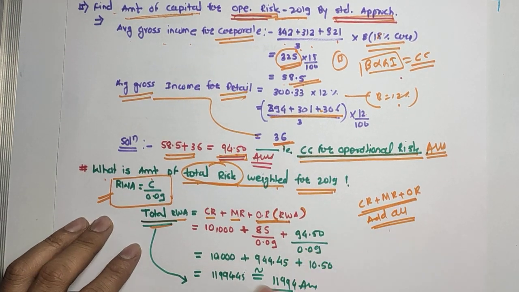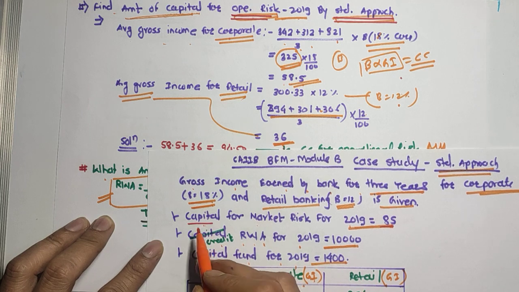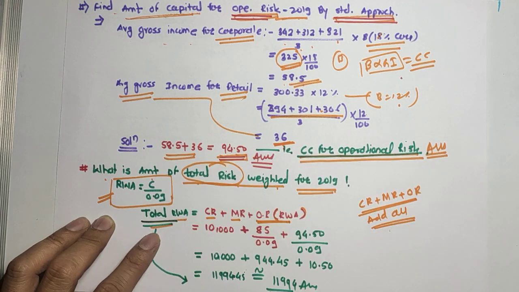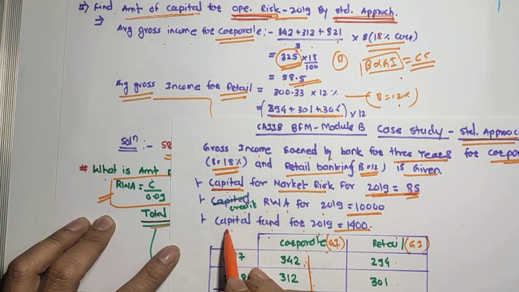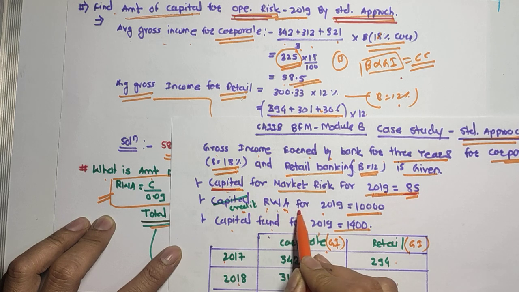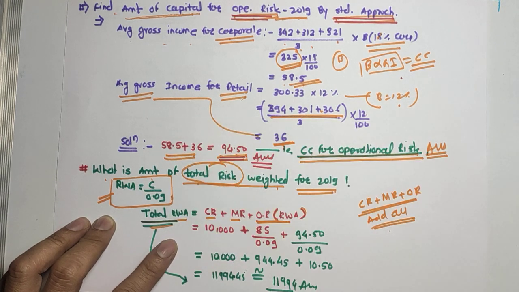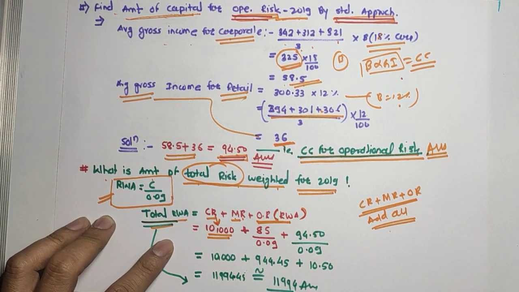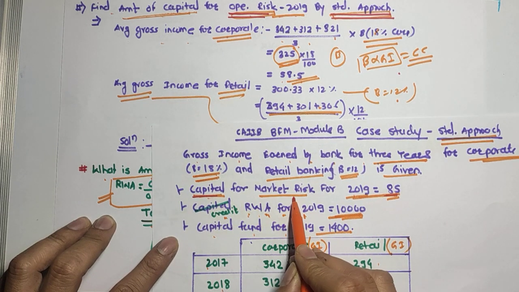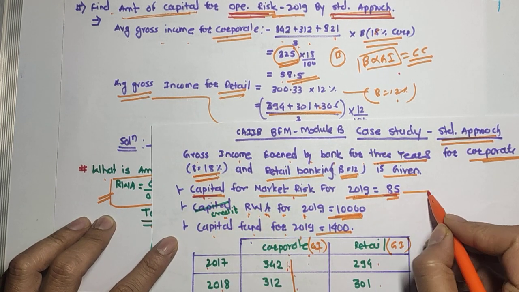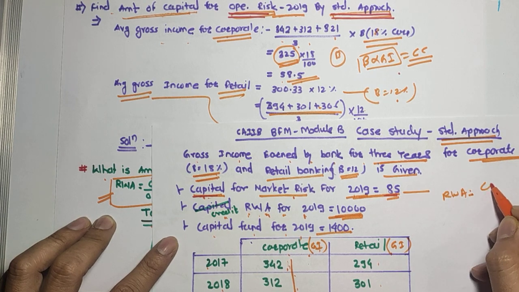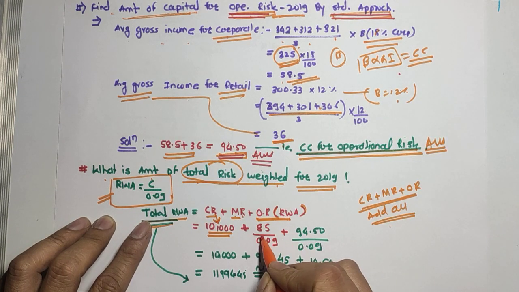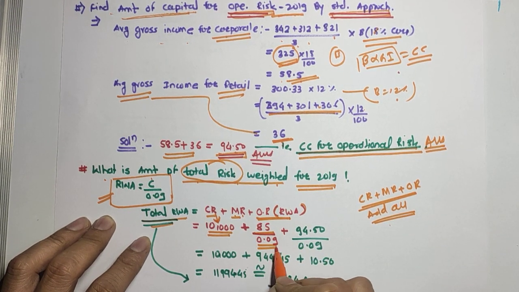See friends, in the numerical they have directly mentioned that the capital required for market risk for 2019 is 85, right? And for credit risk they are saying credit RWA for 2019 is 10,000. That means the RWA for credit is directly given, that is 10,000. For market risk they have given capital, not the RWA. So how to find RWA? That is charge capital divided by 0.09. That is the formula. So just put the value of charge capital 85 divided by 0.09.